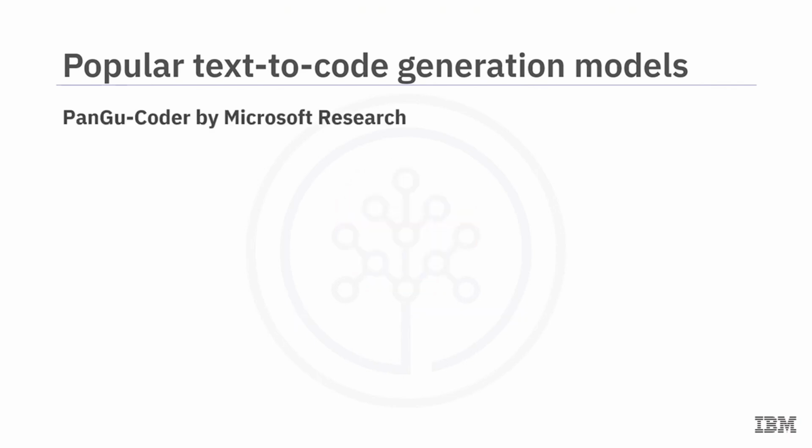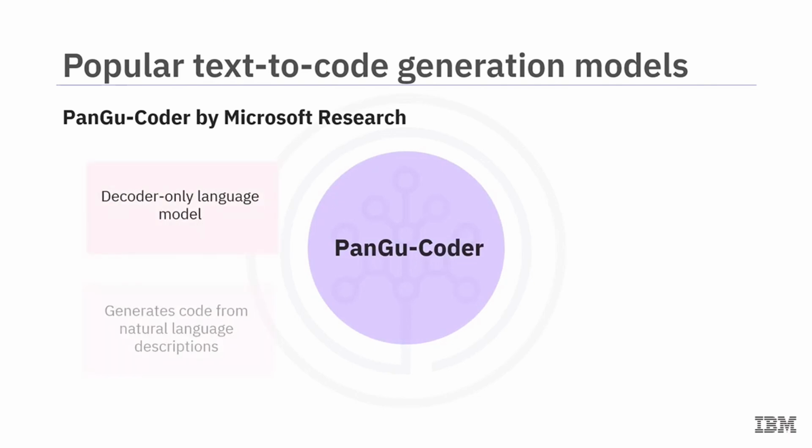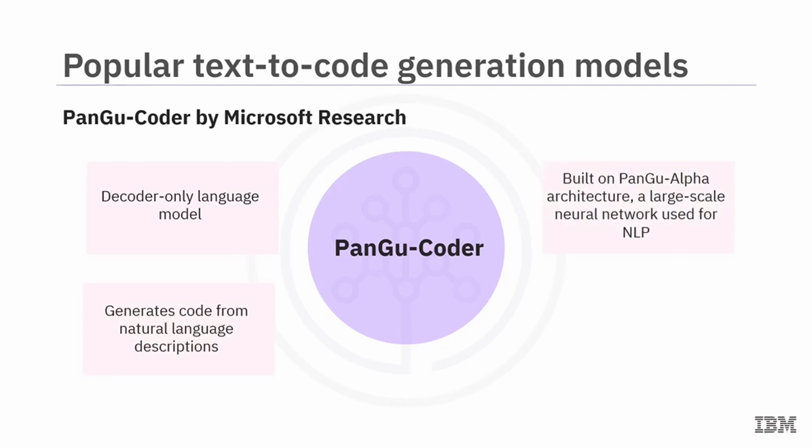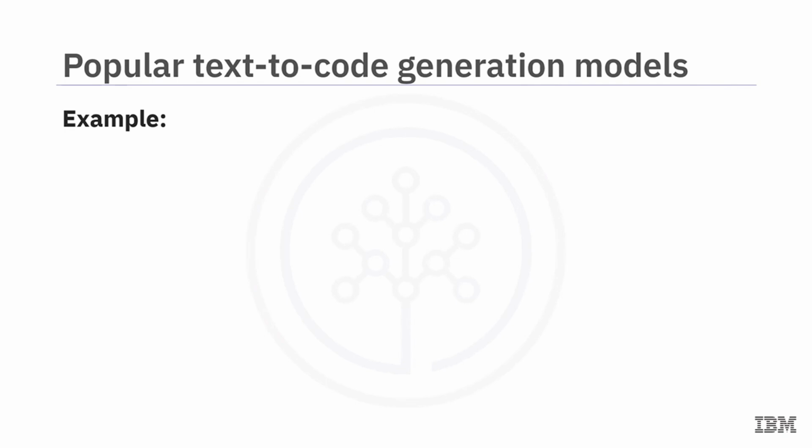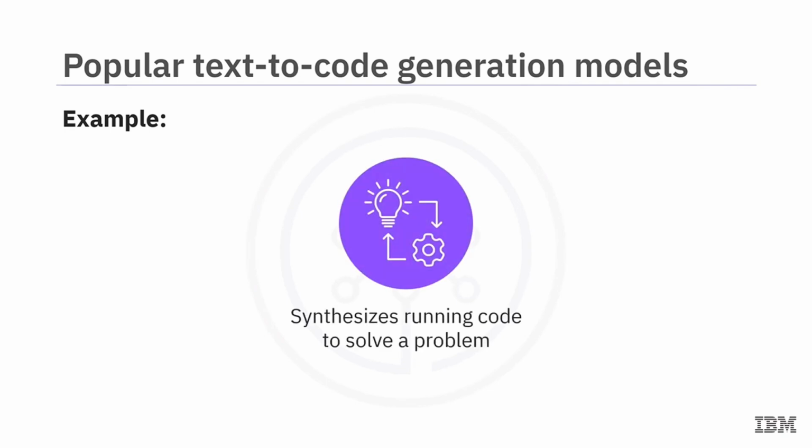Finally, you have the PanGoo coder. PanGoo coder is a transformer model developed by Microsoft Research. PanGoo coder is a pre-trained decoder-only language model that generates code from natural language descriptions. It's built on the PanGoo Alpha architecture, a large-scale neural network used for natural language processing, also called NLP. This model can generate code for tasks like function definition, class definition, and program synthesis. For example, PanGoo coder can successfully synthesize running code to solve a problem based on a natural language description.